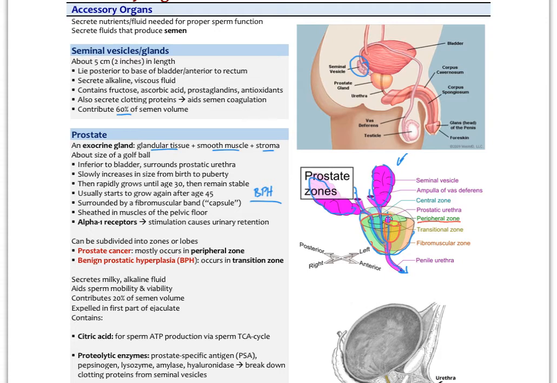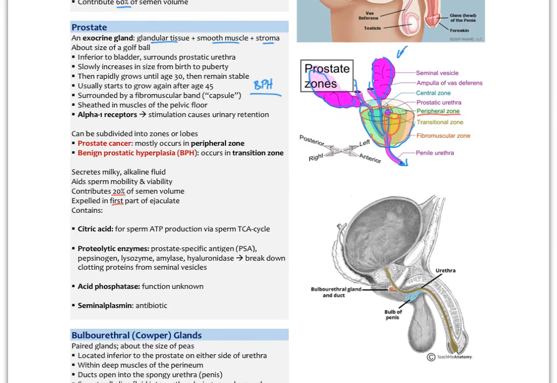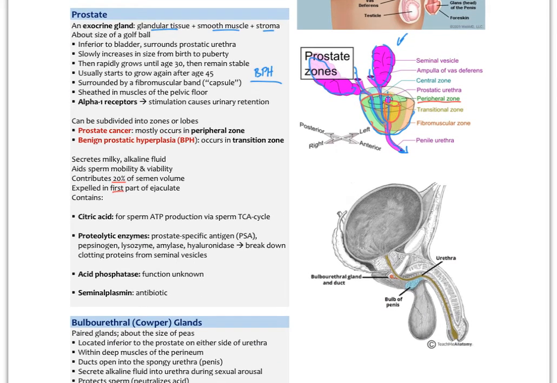The prostate itself secretes a milky alkaline fluid, which is going to aid sperm mobility and viability, and it contributes about 20%. So again, seminal vesicles 60%, prostate about 20%. And the prostatic secretion is usually expelled in the first part of the ejaculate. And it's going to contain several things. One is citric acid, making it acidic. And this is going to be important for ATP production in the sperm. So sperm can use that as an energy source.